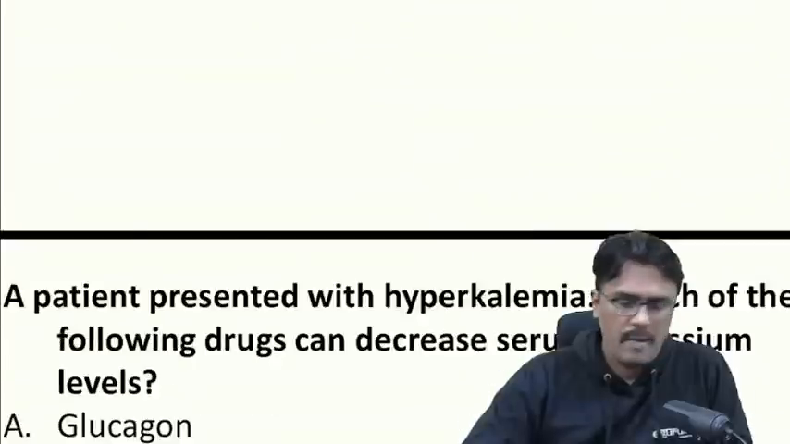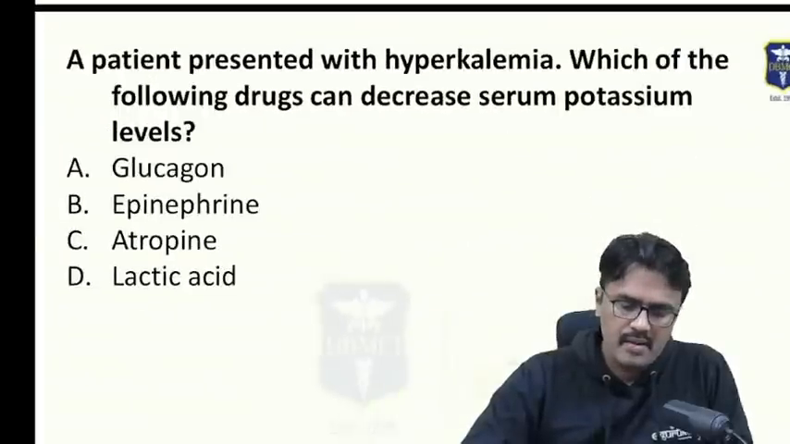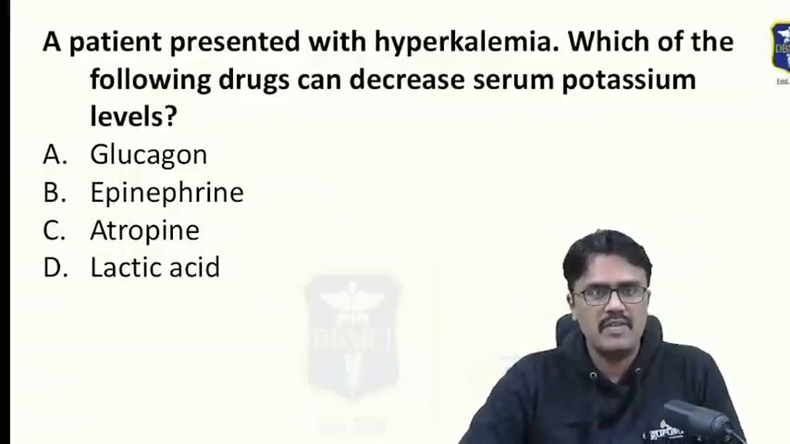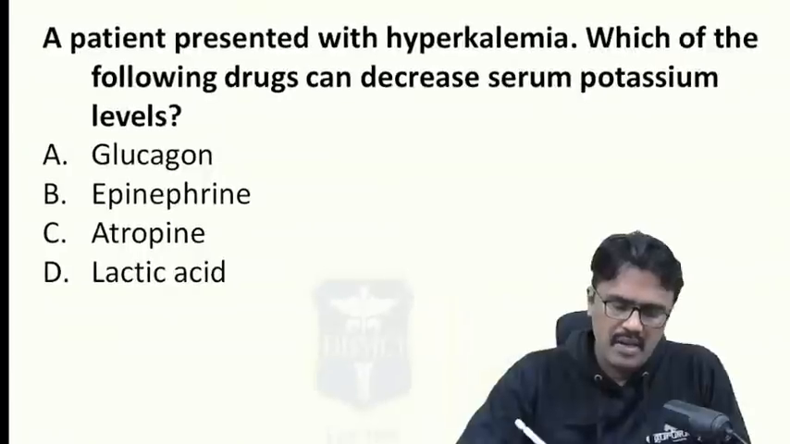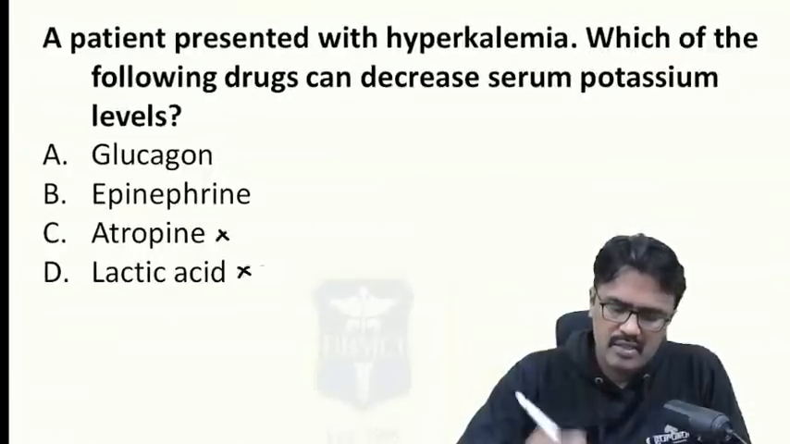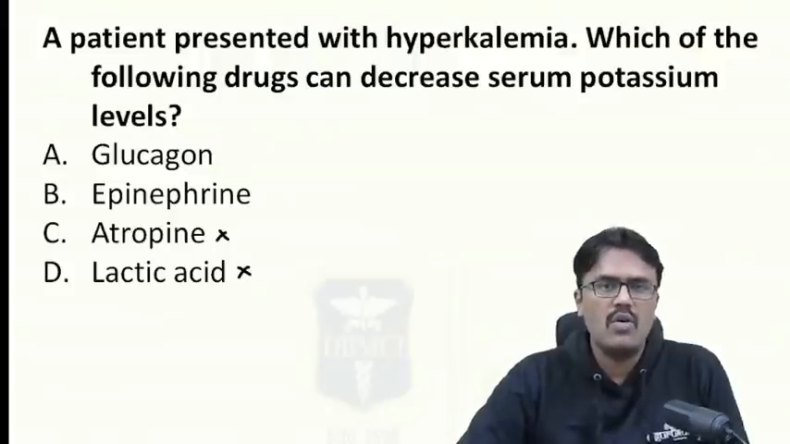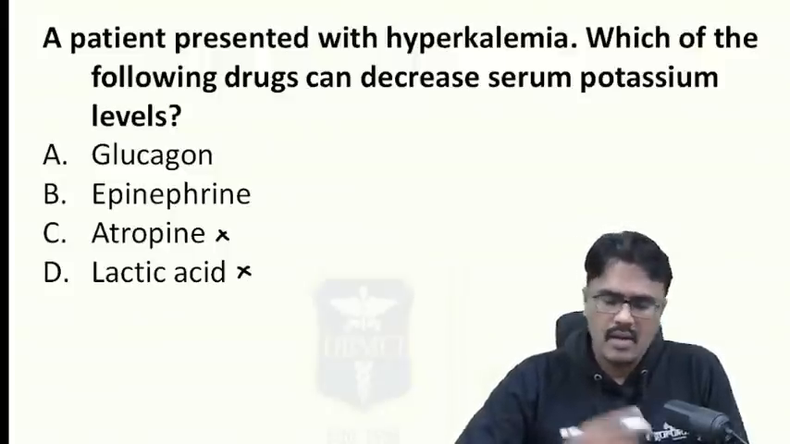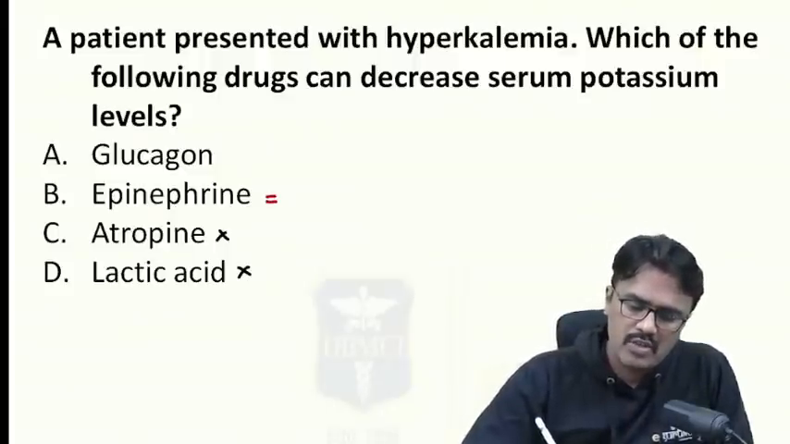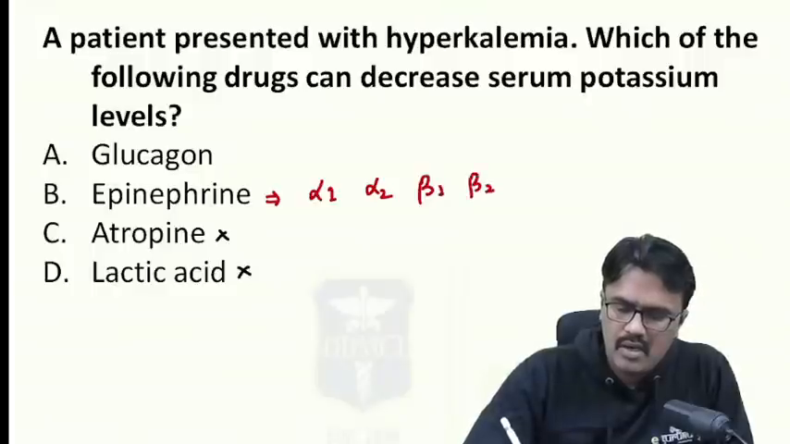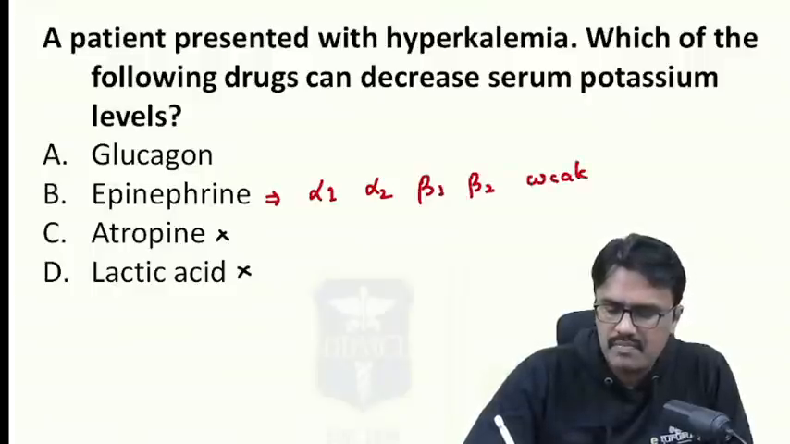Yes, let's move on. A patient presents with hyperkalemia. Which of the following drugs can decrease serum potassium levels? Now, atropine has nothing to do with this. Lactic acid has nothing to do with it. And what we come to is glucagon and epinephrine. Now, epinephrine, obviously, acts on all the receptors: alpha 1, alpha 2, beta 1, beta 2, and a weak beta 3 action.